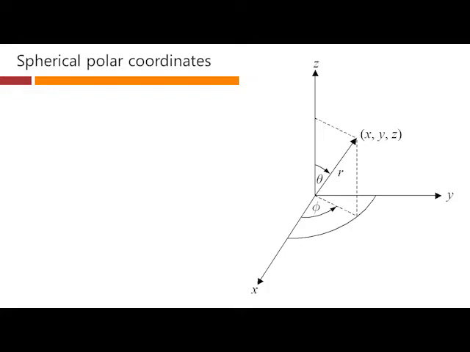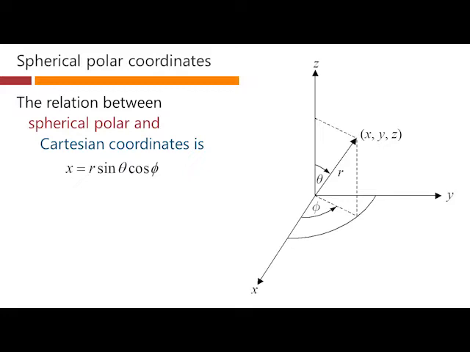And the spherical polar coordinates have two angles in them, phi and theta, and the distance from the origin to some point of interest here. So the relation between the spherical polar coordinates r, theta, and phi, and the Cartesian coordinates x, y, and z, is something that we can work out. And explicitly, x here will be r sine theta cos phi.